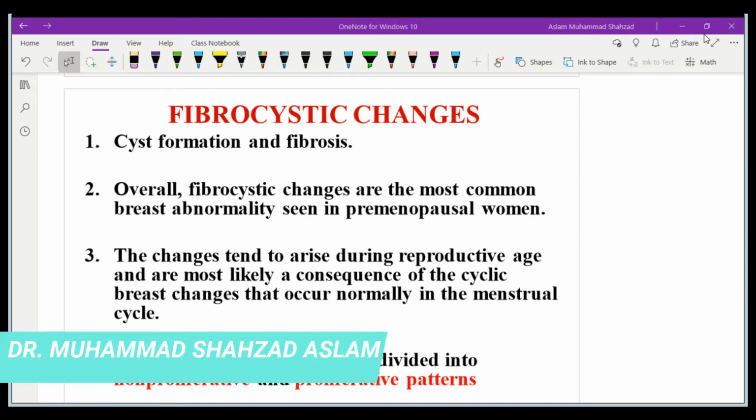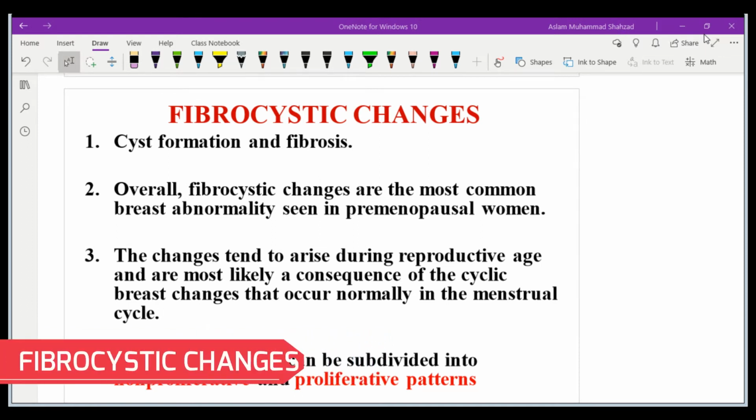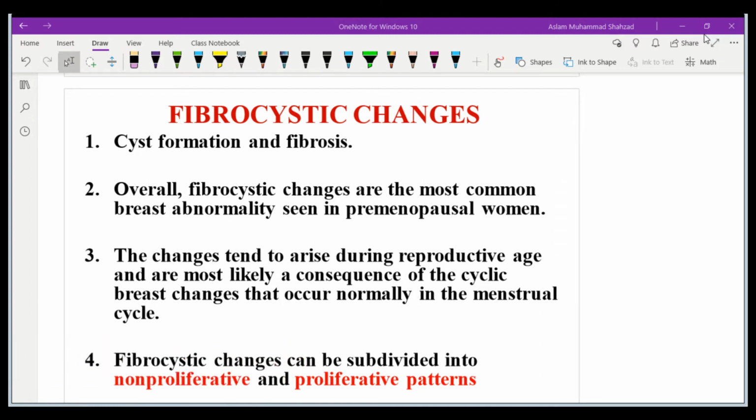Today we are going to discuss fibrocystic changes, also known as fibrocystic breast changes, that usually occur in women who develop fluid-filled cysts along with areas of fibrosis in one or both breasts. As the name indicates, the formation of fibrosis is the key characteristic, and in this case there will be thickening of the breast tissues.